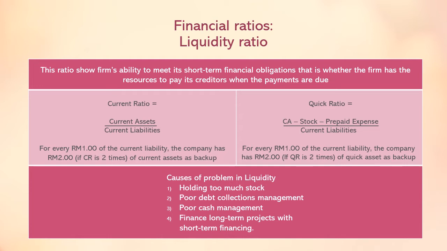If you look at the formula for the current ratio, it is calculated by dividing current assets by current liabilities. Let's say that when you calculate it, the current ratio is 2 times. Then the interpretation would be, for every 1 ringgit of current liabilities, the company has 2 ringgit of current assets as a backup. So as long as you have more current assets compared to current liabilities, your liquidity standing is deemed acceptable.